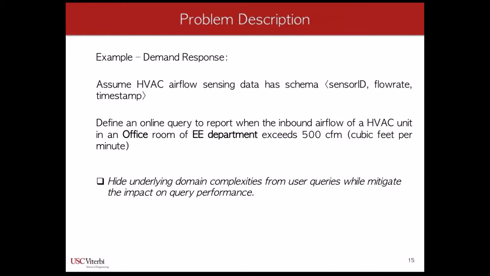Probably you have new rooms that become office rooms, but we want to hide these underlying domain complexities from the user queries. We don't expect the user to know the underlying details of the infrastructure, for example which sensor is installed in which office, and which room has become an office, and so on. We don't want the queries to need to change even though the underlying domain infrastructure has changed. Also, we want to mitigate the impact on the query performance.